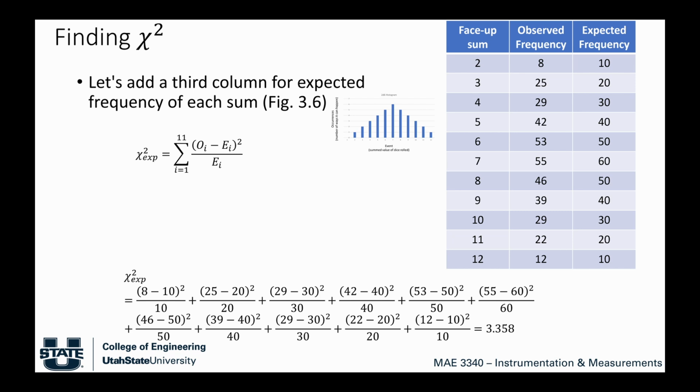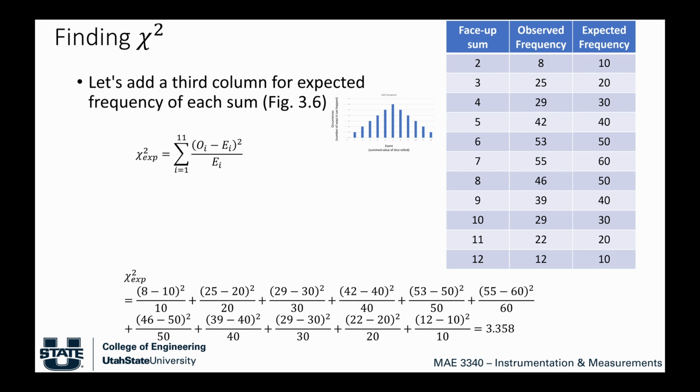Because if it's a perfectly shaped pyramid, and we have 360 different rolls, then we should be able to determine for the face-up sum of 2, we should see that 10 times if it was perfectly shaped. And you can see that we don't have a perfectly shaped one because we observed it only 8 times instead of the full 10 times. Same thing with 3, we observed 25 instead of the expected 20. So this is the expected frequency. So you can imagine with different distributions, we would have a different value over here depending on what distribution we would expect to see.